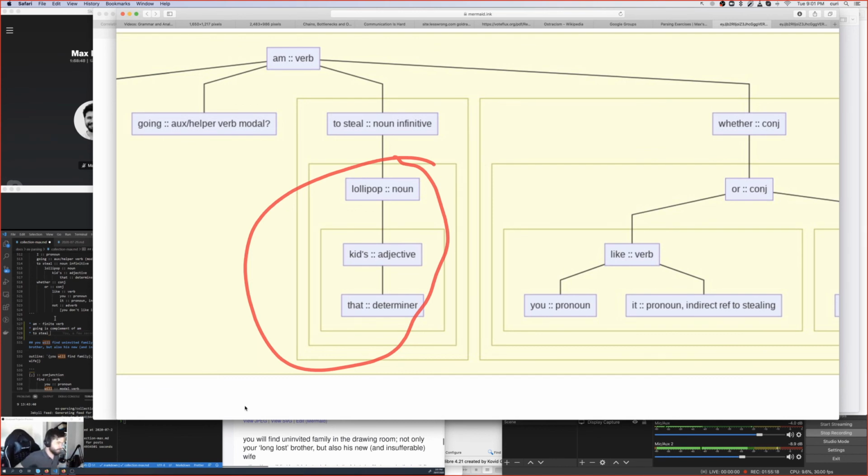Hey, sorry about that. Okay, so this is odd because what I was going to say is that adjectives don't have determiners.